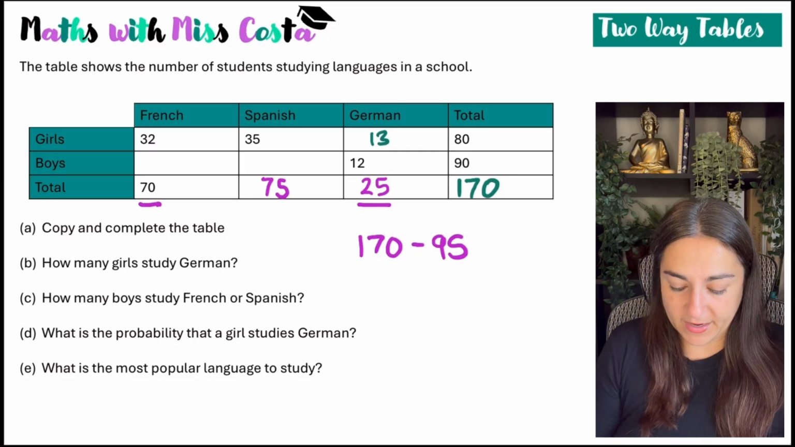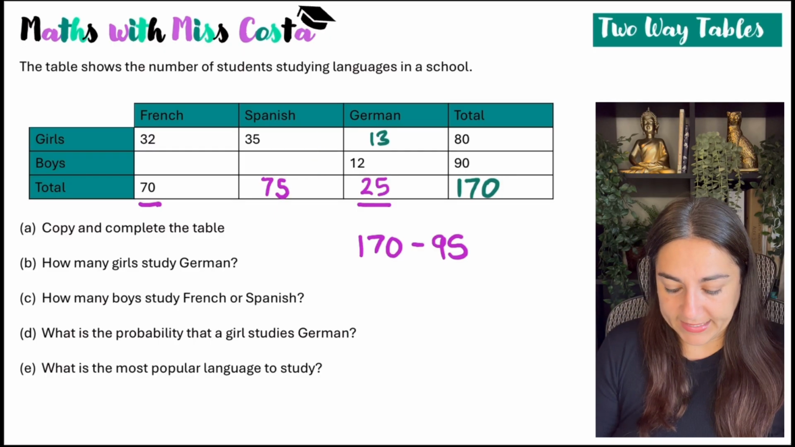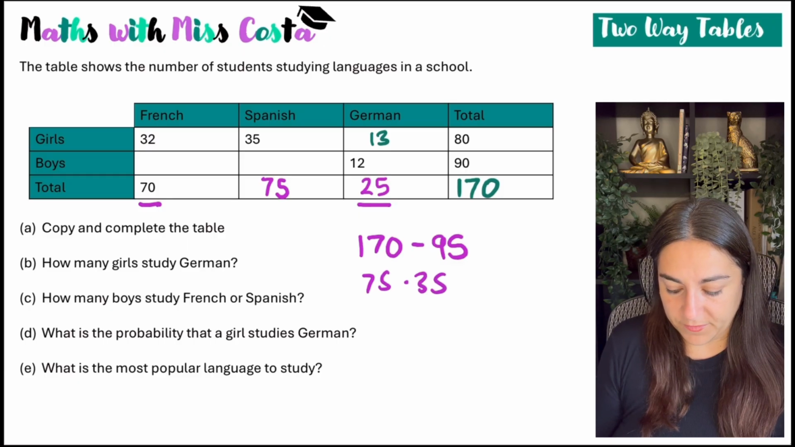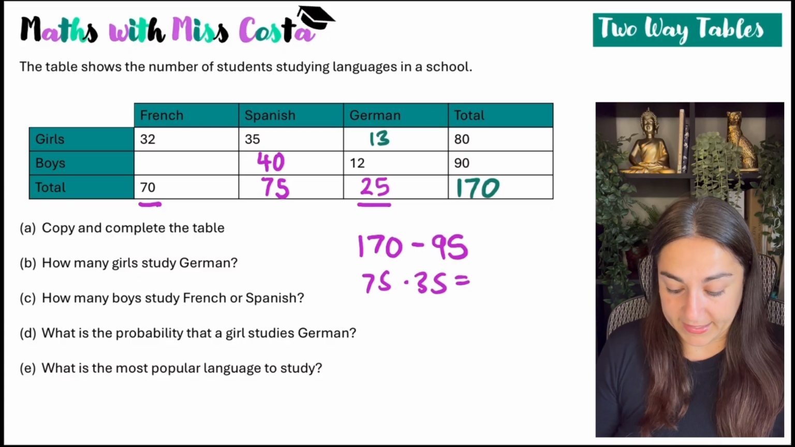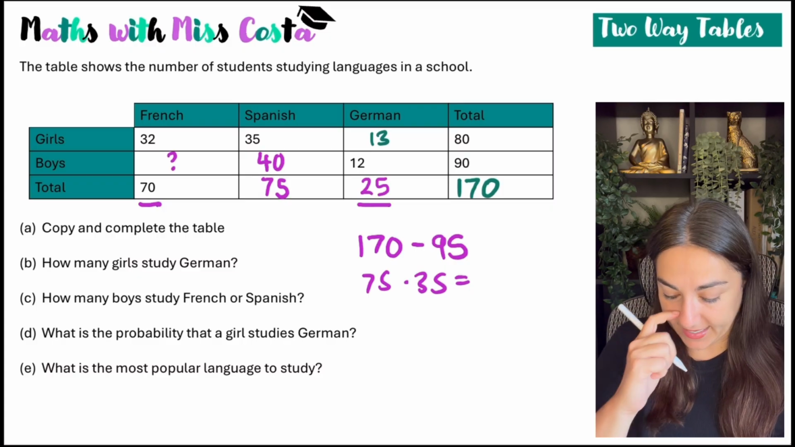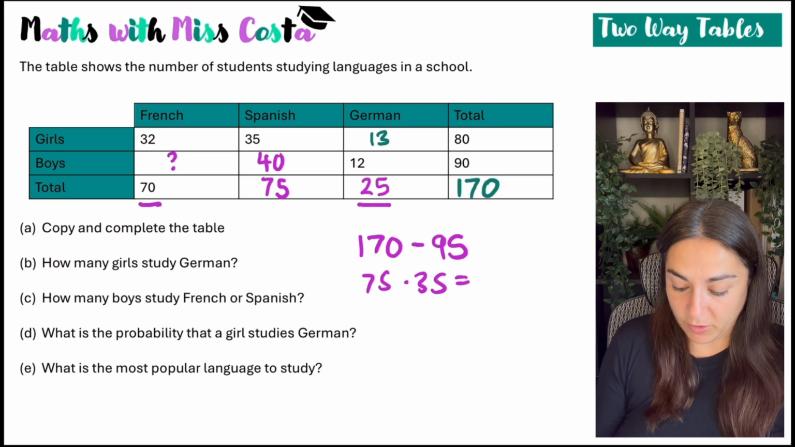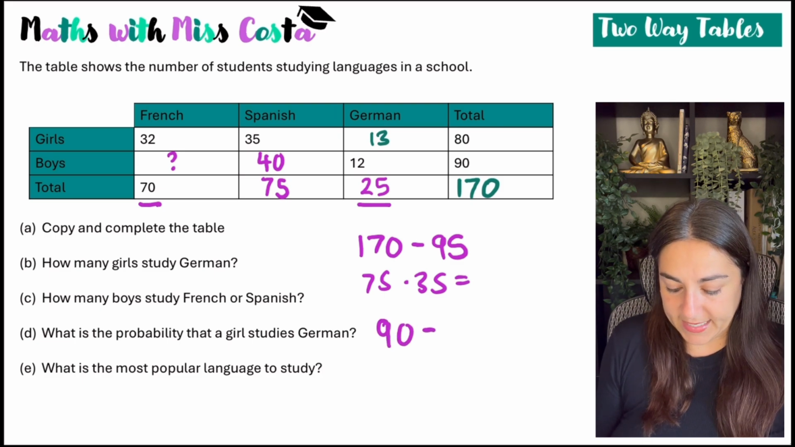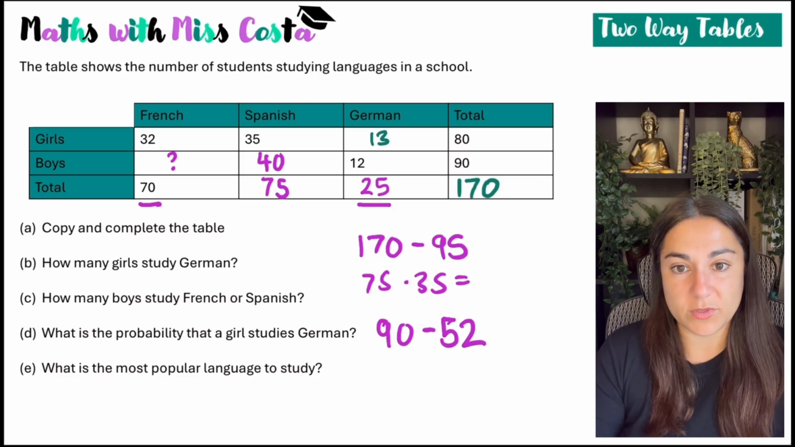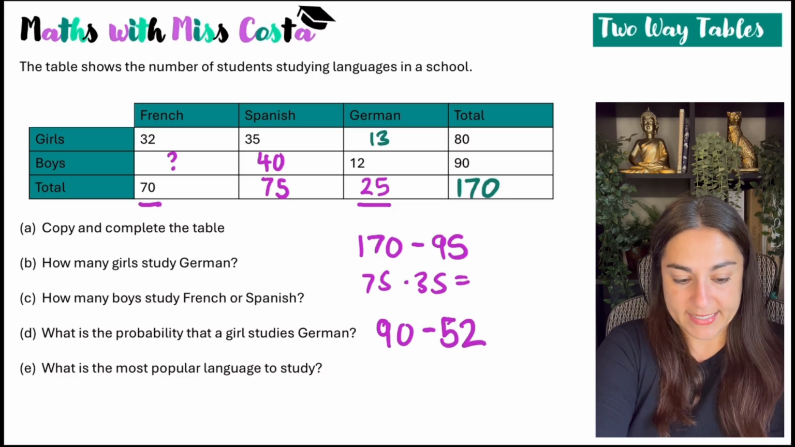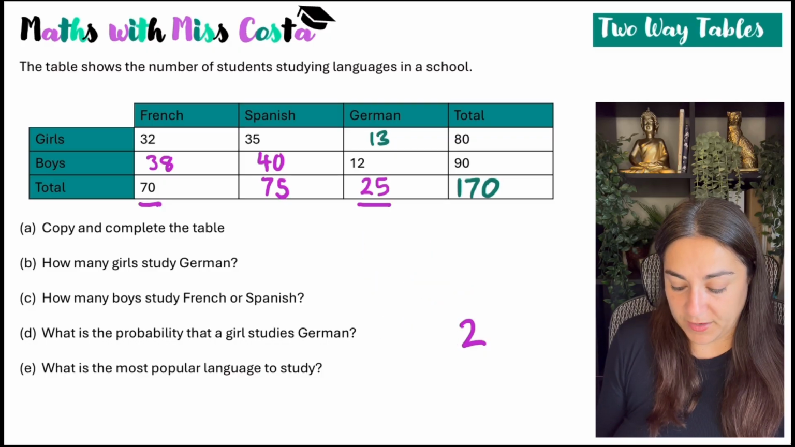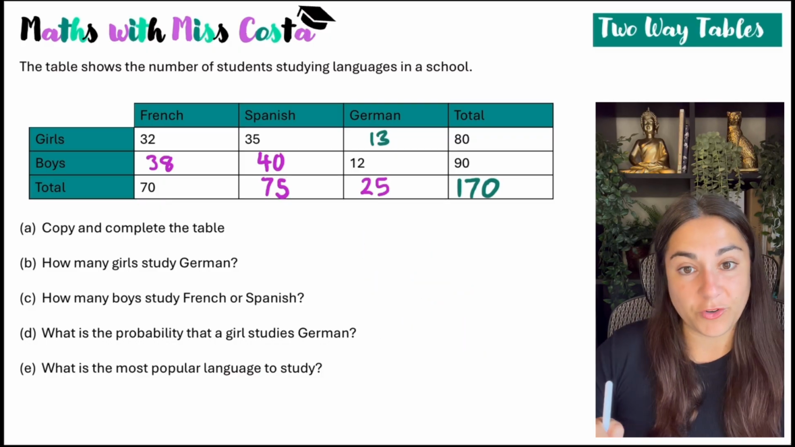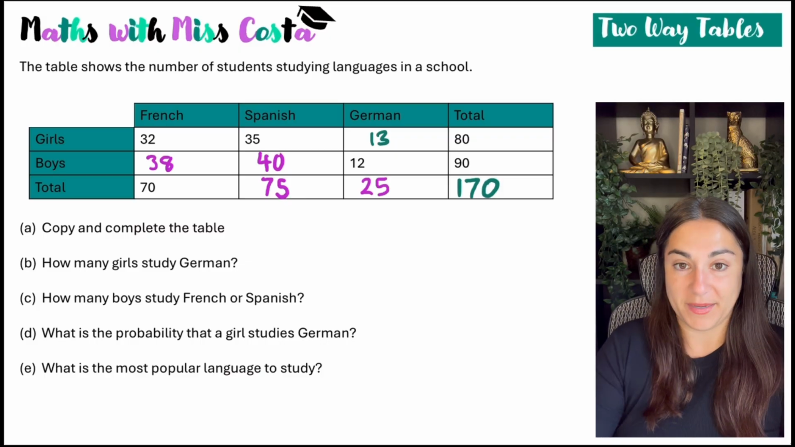What can I work out next? Well, here I should notice that there's a little gap. I know that 75 take away 35 is going to give me this missing piece of information. So that's 40 boys that like Spanish. And then the last bit is this piece here. I know that something plus 40 plus 12 must equal 90. So I'm going to do 90 take away 52, because 40 plus 12 makes 52. And 90 take away 52 is 38. So now I have completed my two-way table. All you're doing is figuring out what the totals are for each column and then using them to subtract to find out the other missing values.